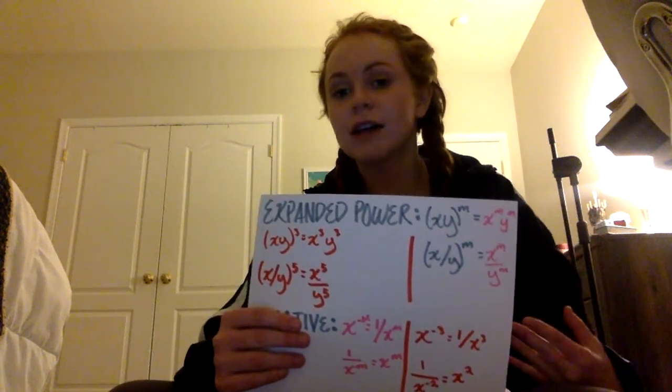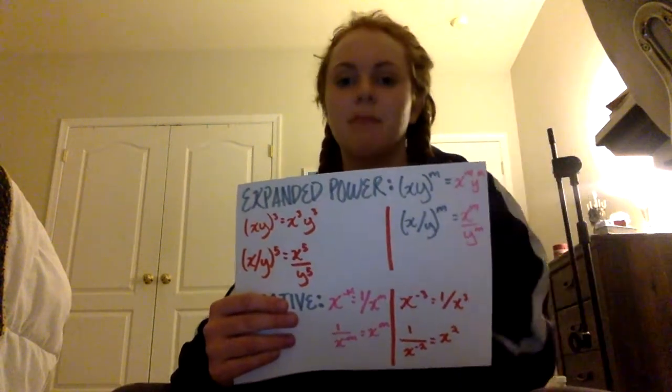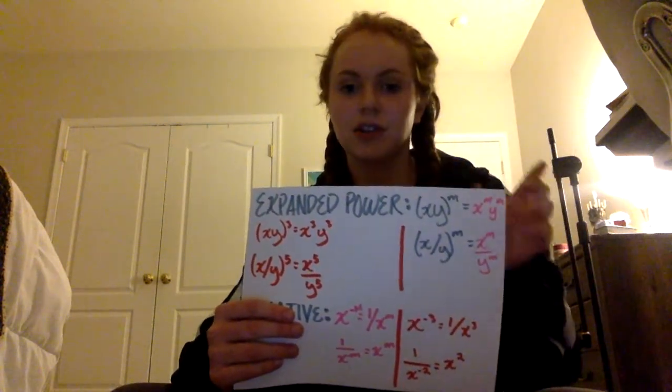Same thing goes for when you're dividing. So if you have x over y to the m, then it's going to be x to the m over y to the m. So basically, you just got to distribute that to each of the terms.